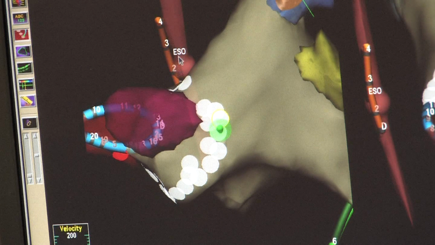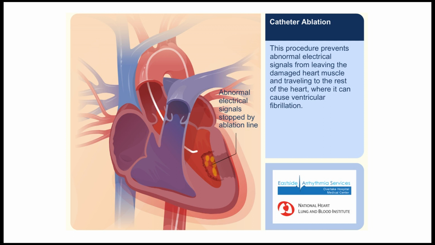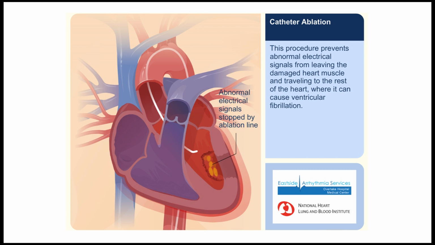Termination of an abnormal electrical signal is seen here. Normal heart rhythm follows. This procedure prevents abnormal electrical signals from leaving the damaged heart muscle and traveling to the rest of the heart, where it can cause ventricular fibrillation.